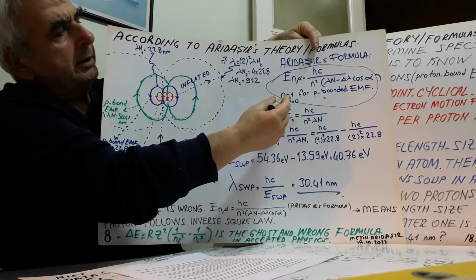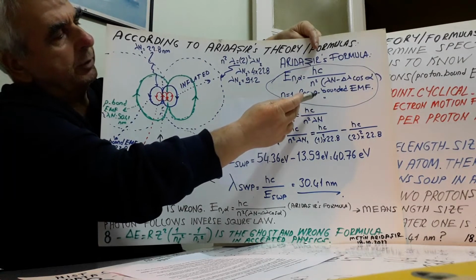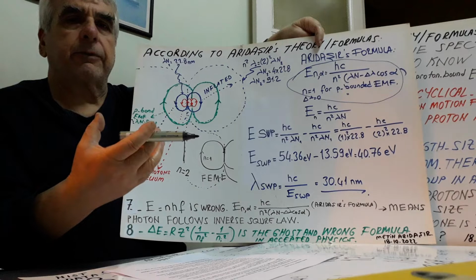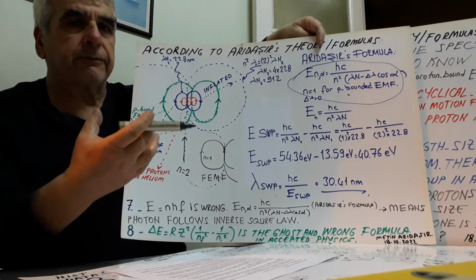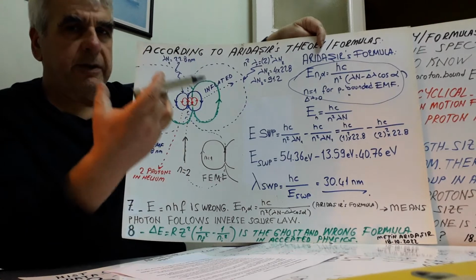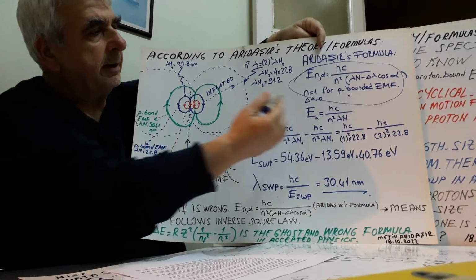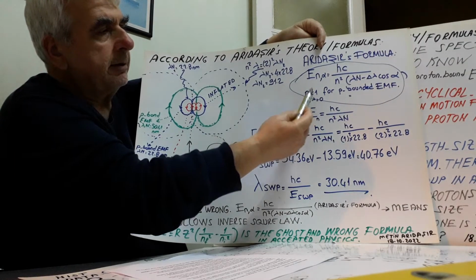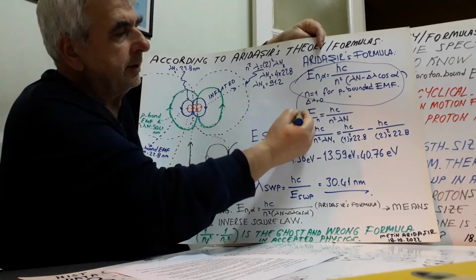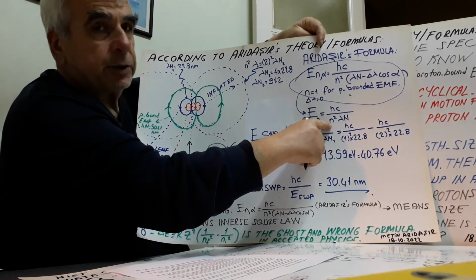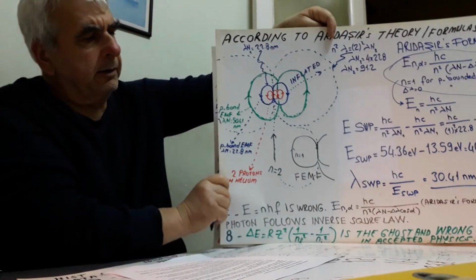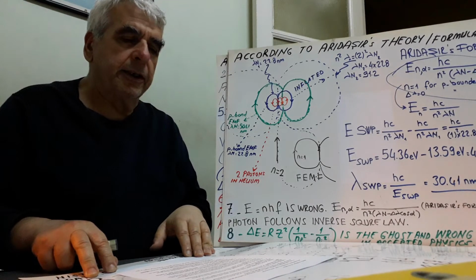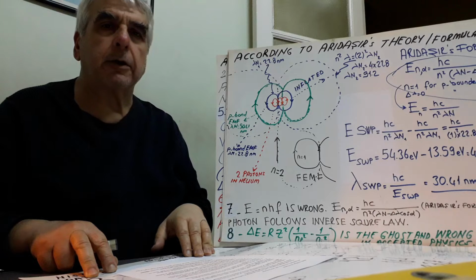N is equal to 1 for a proton-bound electron motion form, and delta lambda is equal to 0. A proton-bound electron motion form, stable, we think of in an atom, and delta lambda is equal to 0, then n equal to 1, and then here, divided by n squared. It means the photon follows the inverse square law also.